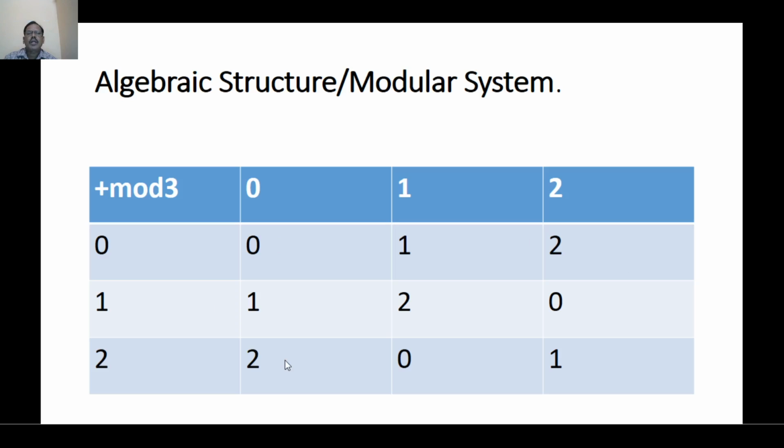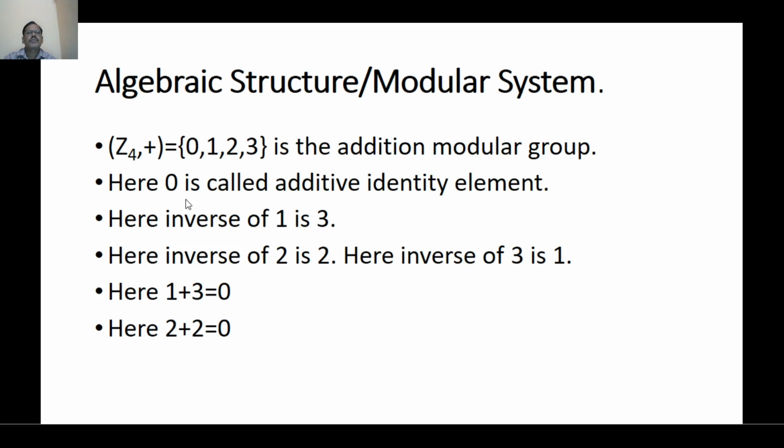So you observe that these are the elements of the group Z3, that is 0, 1, 2. And 0 acts as the identity element. The inverse of 2 is 1 and the inverse of 1 is 2. So it satisfies all the properties: closure, associative, identity, inverse, and it also satisfies the commutative property. So this is an abelian group under addition modulo 3. Okay.